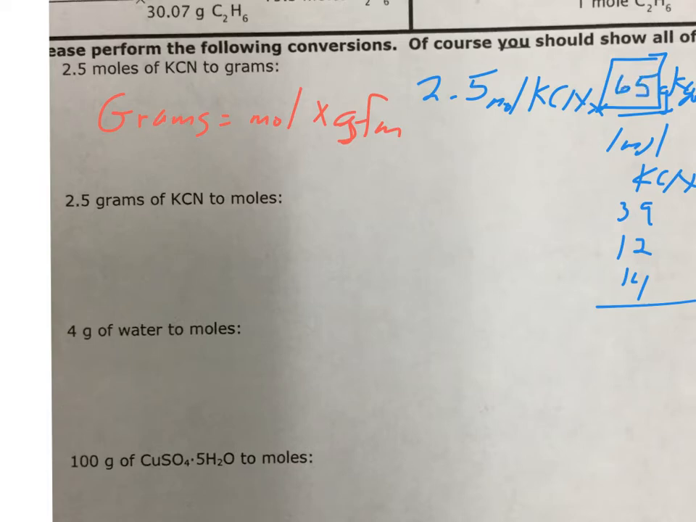And so then what's your last step to figuring out those grams of KCN? What are you going to do there? Multiply. Very good. 2.5 times the 65 is going to give you that answer. Okay. All right, let's go ahead and go to the next one. So here, they're giving me the grams. I have to find moles. What's my formula for moles?